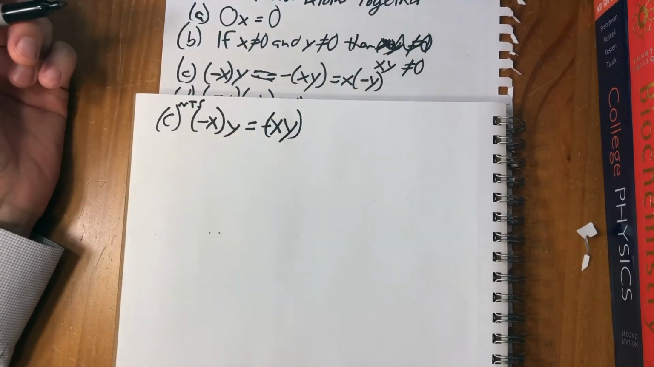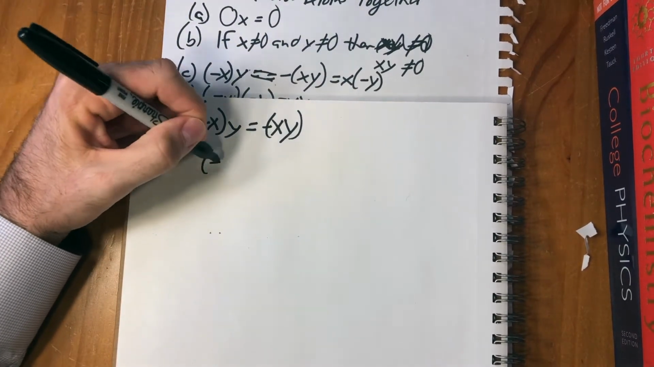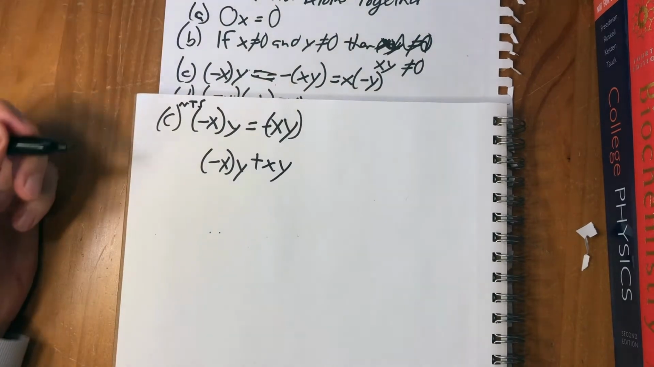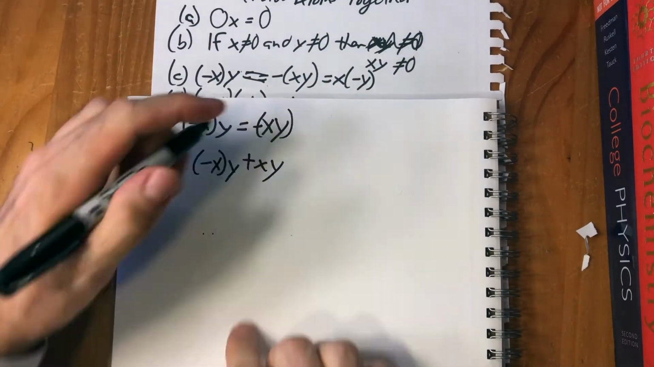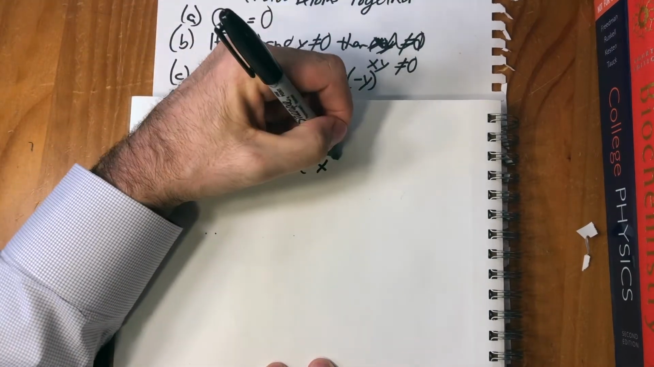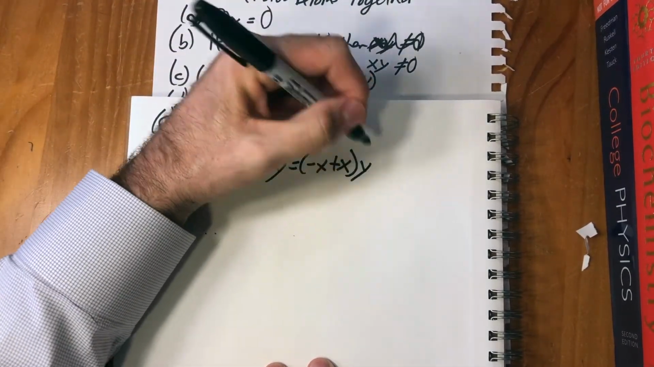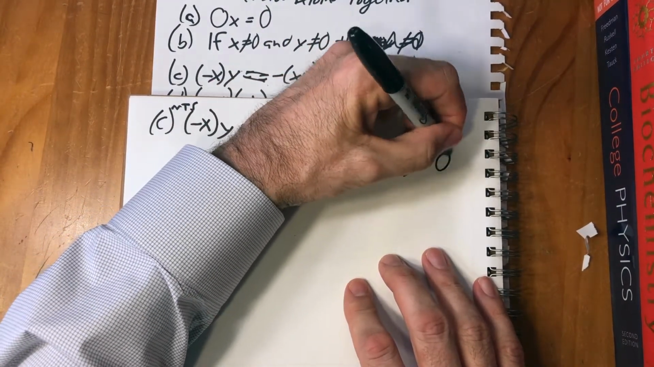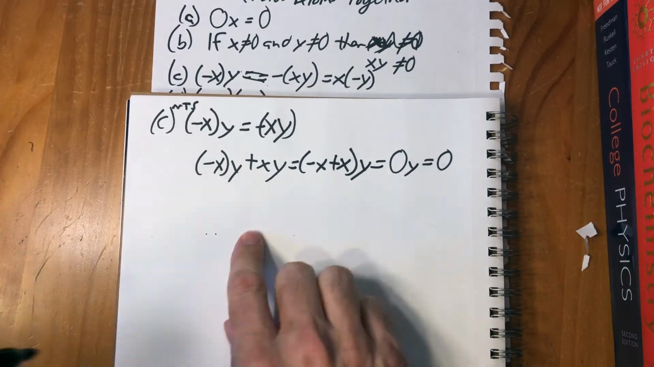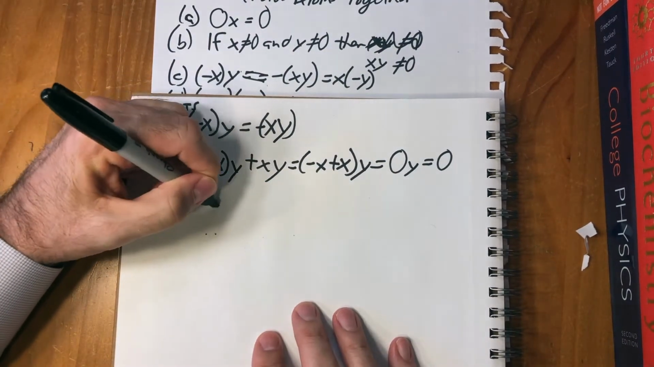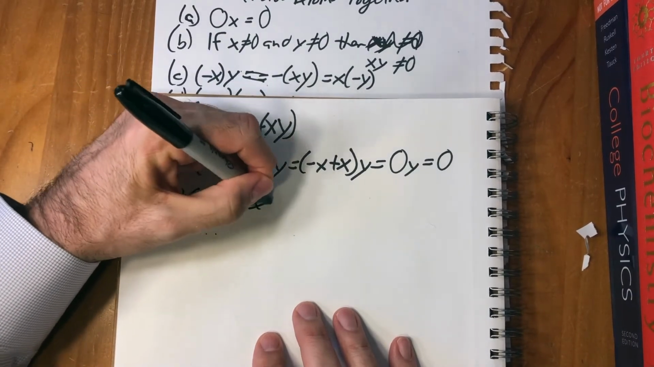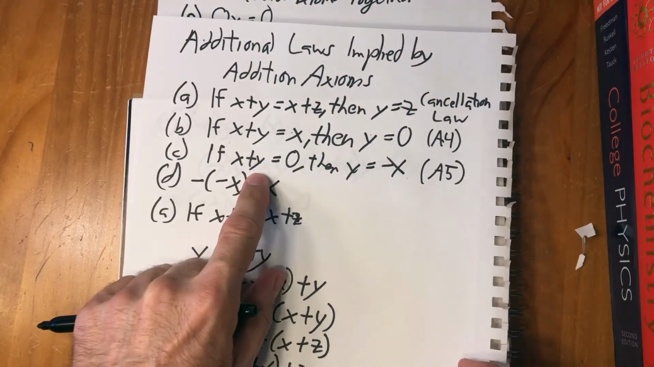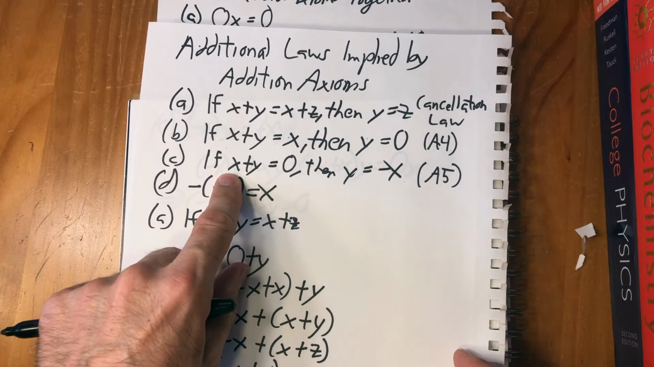So if we look at minus x times y plus xy, use the distributive property, we get minus x plus x times y. This cancels out, so that's 0y equals 0. So that shows us that minus xy plus xy equals 0. We know from the same rule that if you have x plus y equals 0, then y has to be the inverse of x.